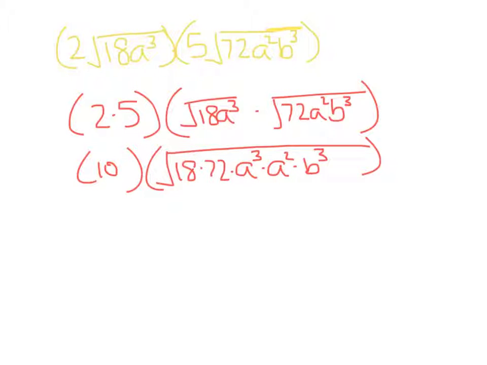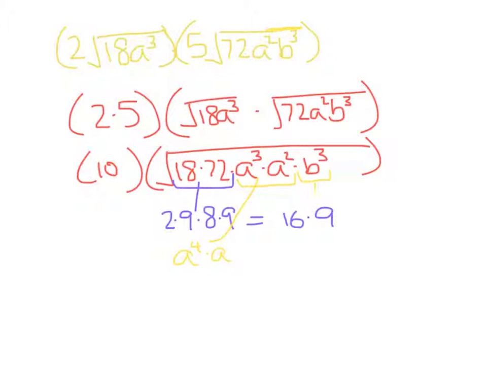At this point, if I don't want to actually calculate 18 times 72, I can use a trick. I can rewrite 18 as 2 times 9 and 72 as 8 times 9. And then we can rewrite that as 16 times 9. We can do something similar with the variables. So a cubed times a squared, we can rewrite that as a to the 4th times a. And similarly, b cubed is b squared times b.